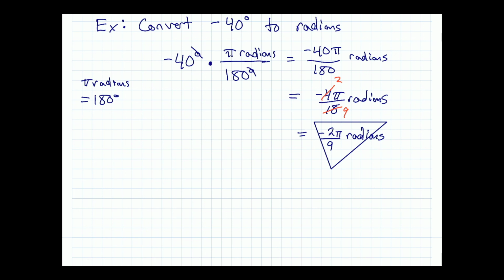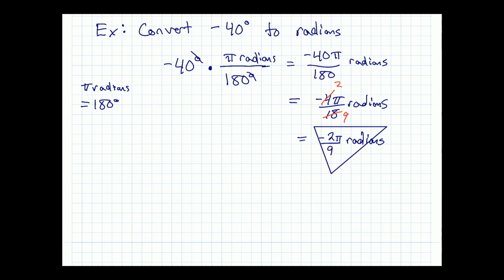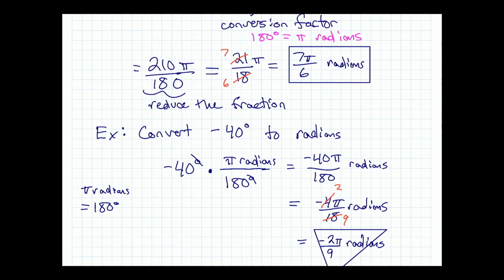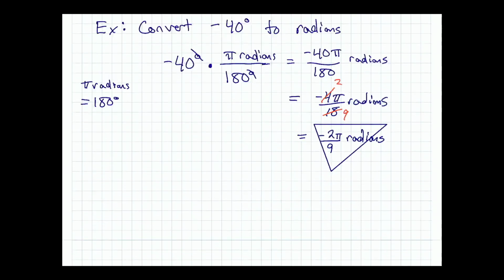All right, negative 2 pi over 9 radians. Okay, and so that's how you're going to convert anytime you have to convert degrees to radians.